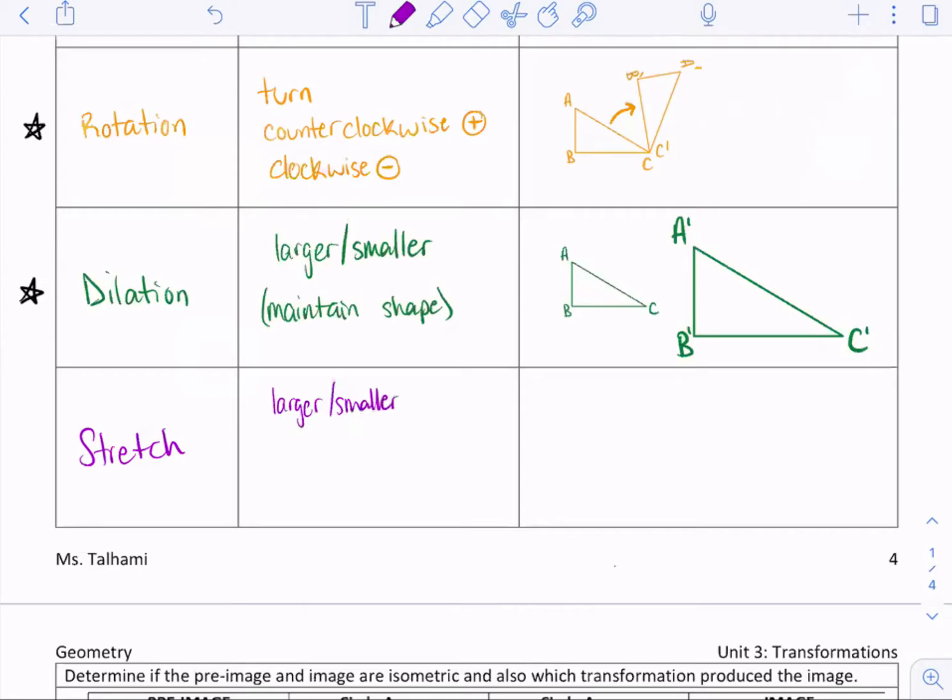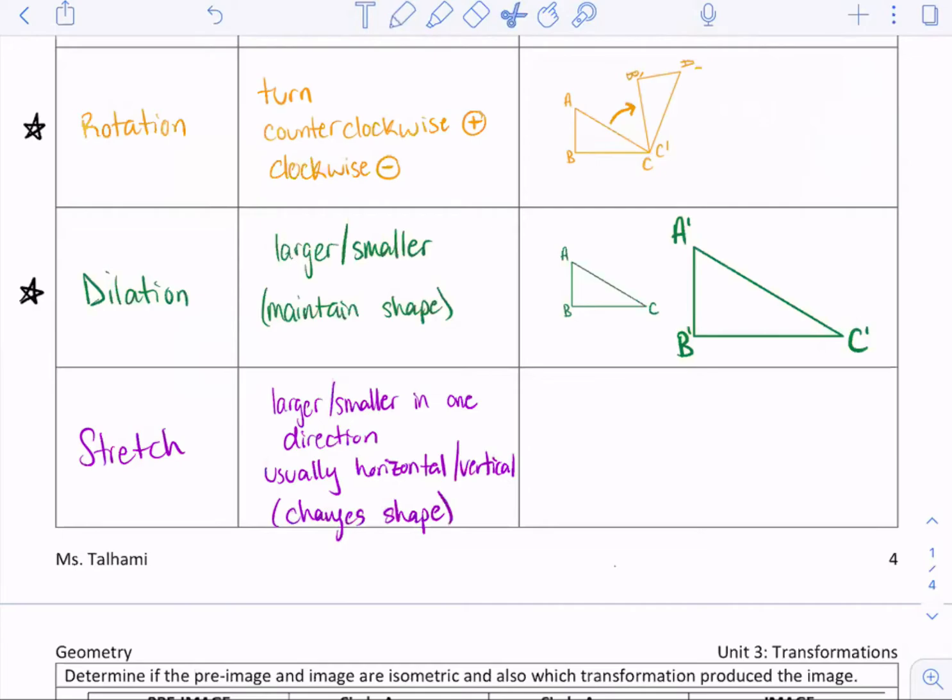In one direction. So either, usually, it's horizontal or vertical, and it changes the shape. So that's important that you recognize that.